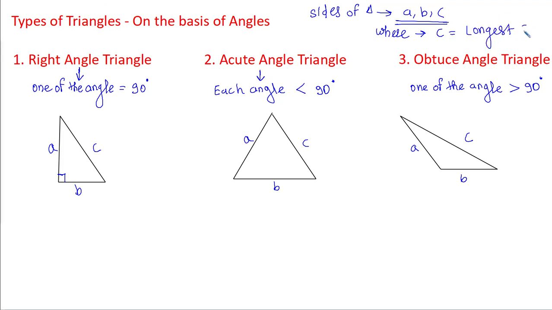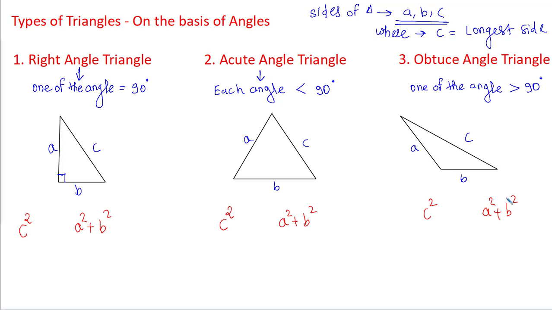Okay everyone, so what we are going to assume here is the sides of triangle are A, B and C, where C is the longest side. Okay, so our first task is what? You need to write the square of longest side on left hand side, and the sum of square of other two sides on right hand side, like this. Okay, so C square on the left hand side and A square plus B square on right hand side.